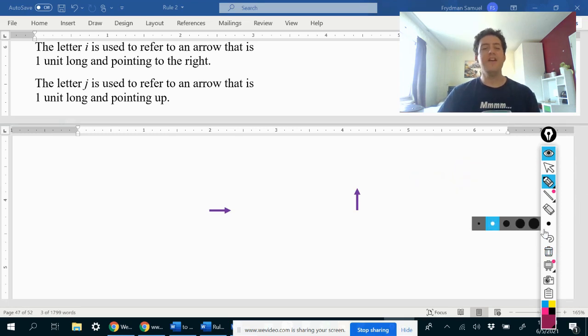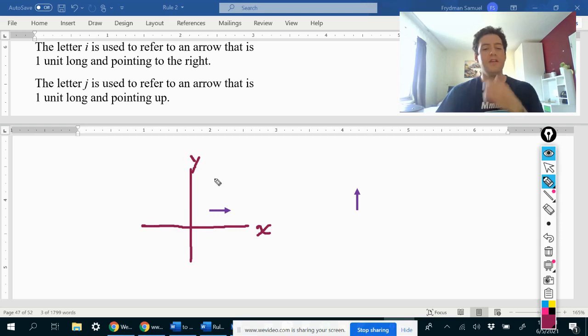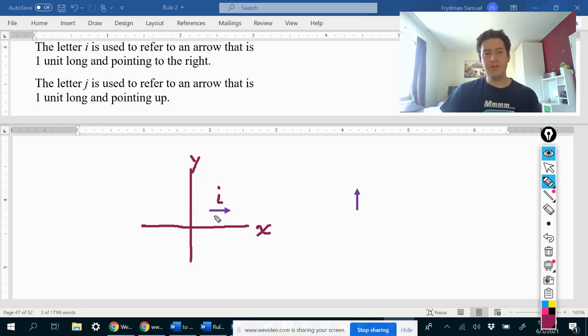The letter i is also used when you're talking about vectors to indicate a vector that has a magnitude of 1 and is pointing to the right. It's pointing in the positive x direction. If you think of an x-axis and a y-axis, then the vector i has a magnitude of 1 and it's pointing in the positive x direction.